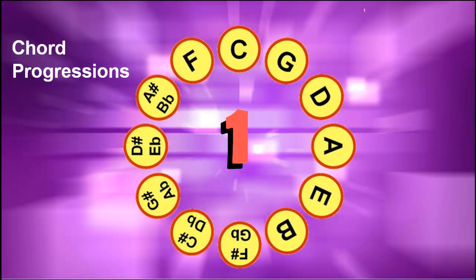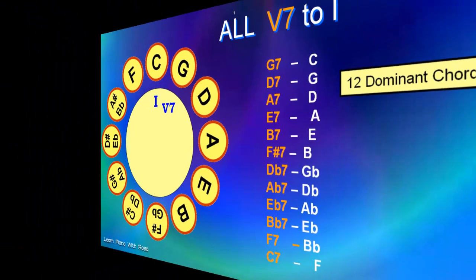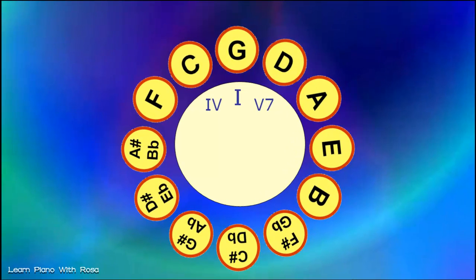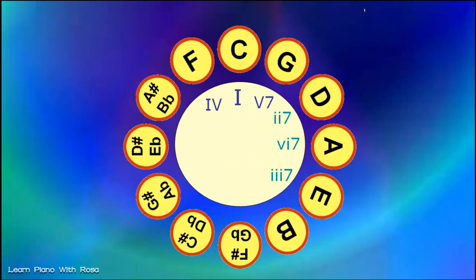In this course, I show you how to predict chord progressions using the circle. You can predict all the dominant chords going to the tonic chord. You can predict a lot of chord progressions using these 3 major chords, the first chord, the fourth chord, and the fifth chord in all 12 keys by moving the circle with this inner template. You can also predict the 7 diatonic chords for all 12 keys using this template.